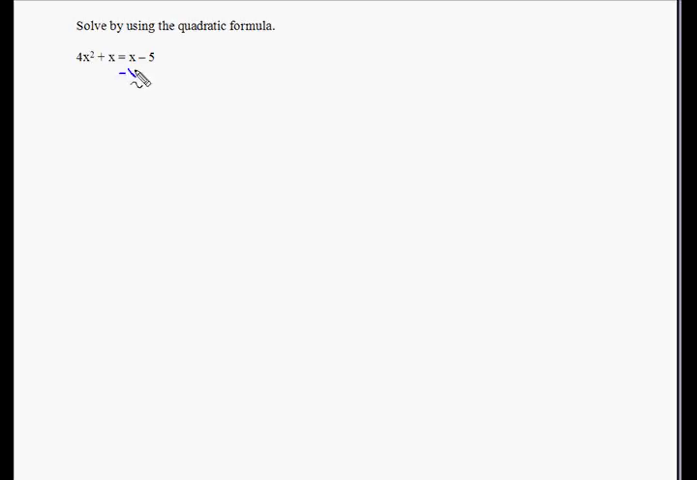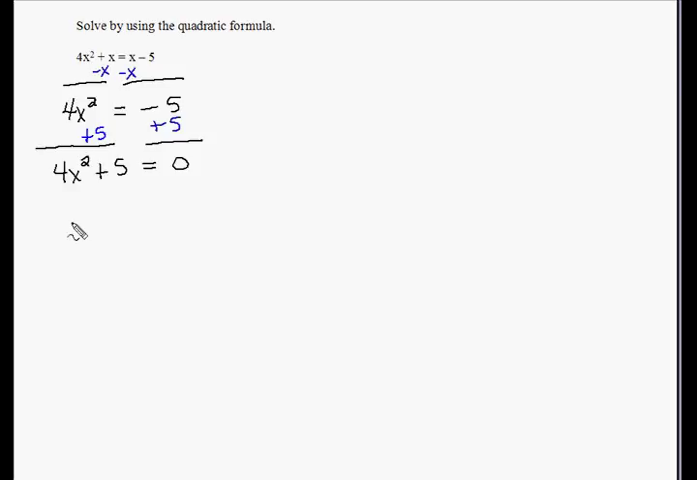That's very bad. And if we're going to use the quadratic formula, we want to make sure that the equation is equal to 0. So by adding that negative x, it totally went away, but I still need to get rid of this 5 if I'm going to use the formula. So I can add 5 to both sides of the equation. We now have 4x squared plus 5 is equal to 0.